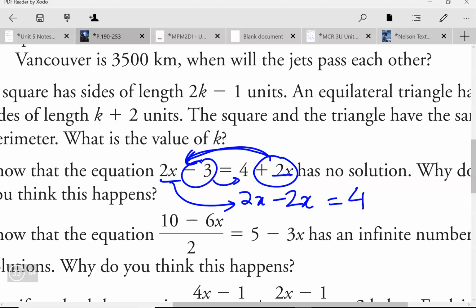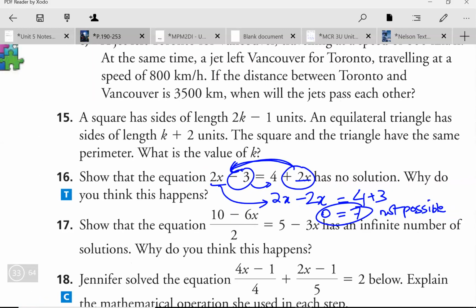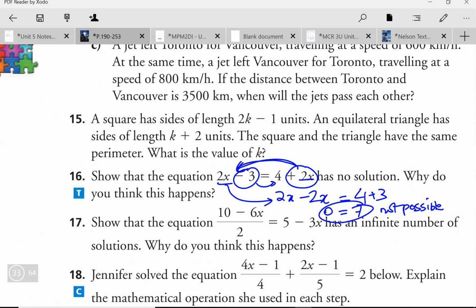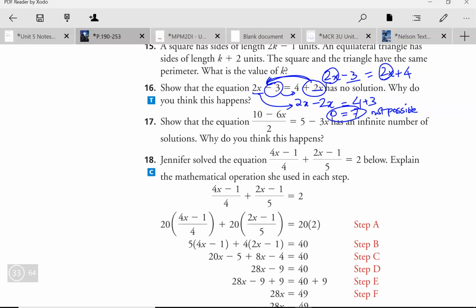I'm moving the minus 3 over here to make it plus 3. And what I get is actually 0 equals 7, which is not possible. And so therefore there is no value of x for which 0 equals 7, right? This just doesn't exist. So why do you think that happens? Because let's take a look at this. This equation is 2x minus 3 equals 2x plus 4. If I take some number and I subtract 3, it will never be equal to that number plus 4. That doesn't happen. It's not possible for that to happen, and therefore that's why there is no solution. So it's an interesting thinking question.